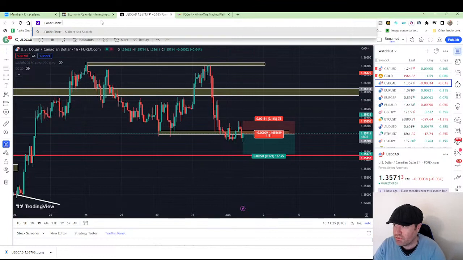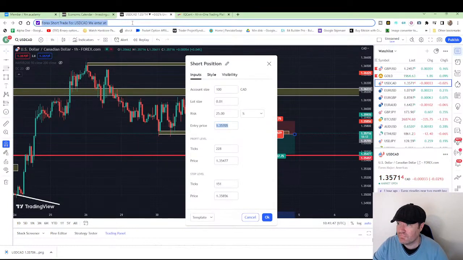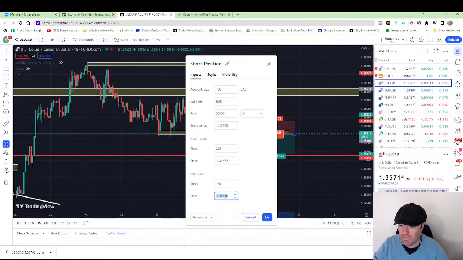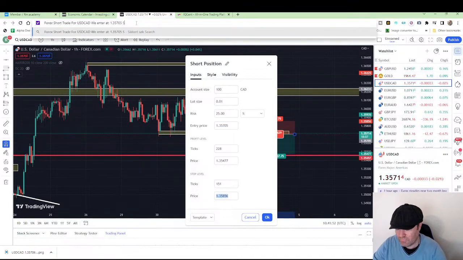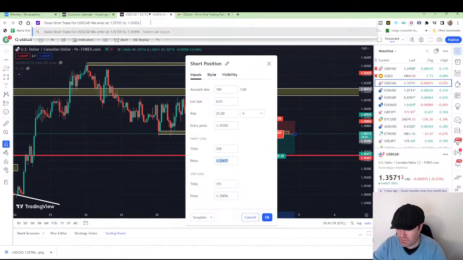Forex short trade, this is for USD CAD, so it's American dollar against Canadian dollar. We enter at this location here. We set our stop loss here, and profit level we set it to here. So that is the first trade of the day.